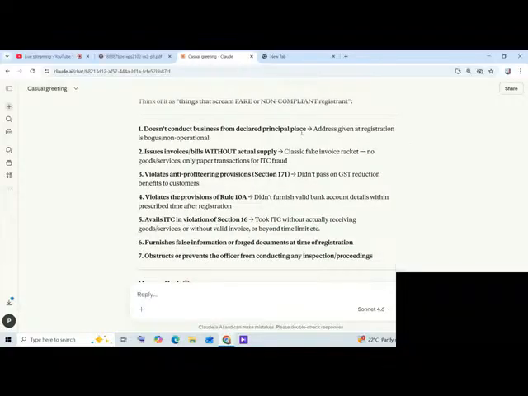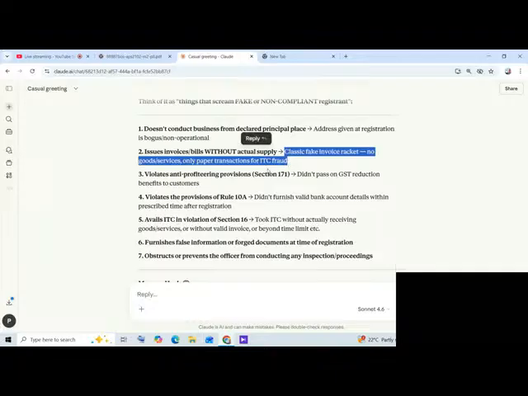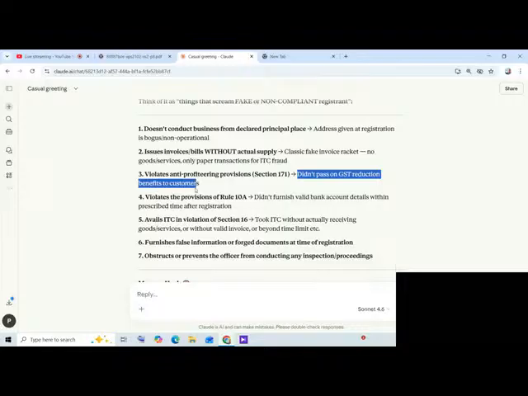Doesn't conduct business from the declared principal place. The address given at registration is bogus or non-operational. Issues invoices or bills without actual supply. Classic fake invoice racket: no goods or services, only paper transactions for ITC fraud. Violates anti-profiteering provisions: didn't pass on GST reduction benefits to customers.